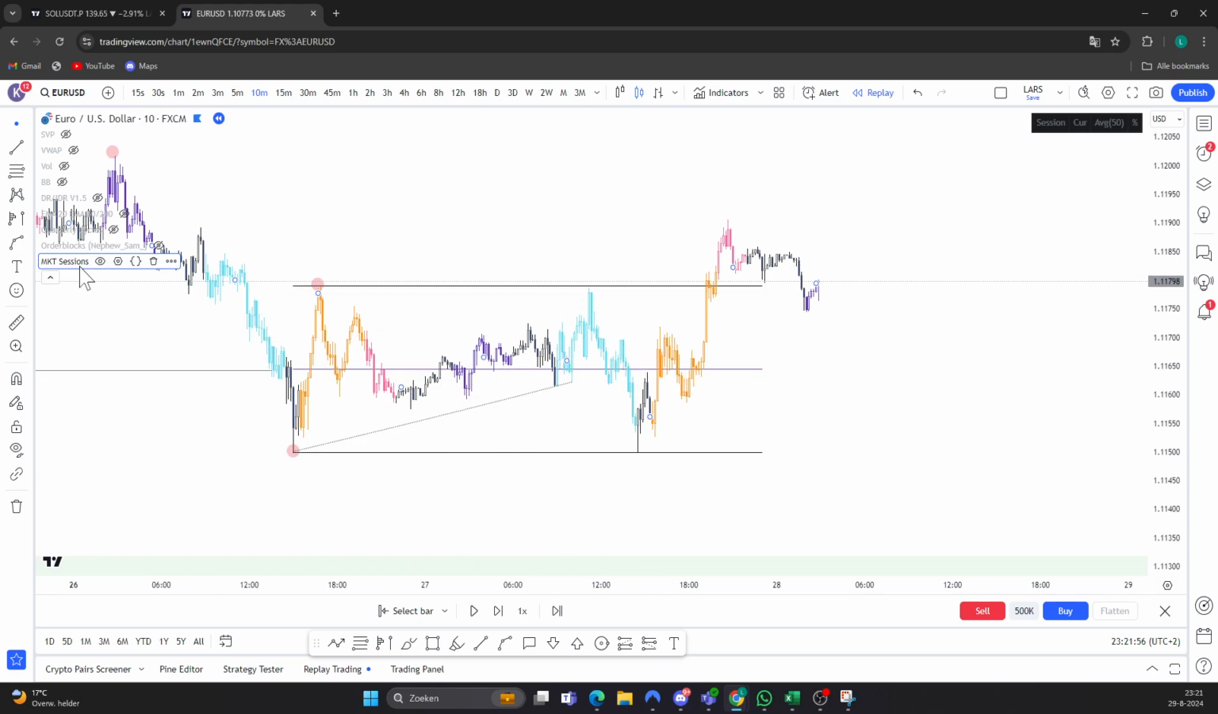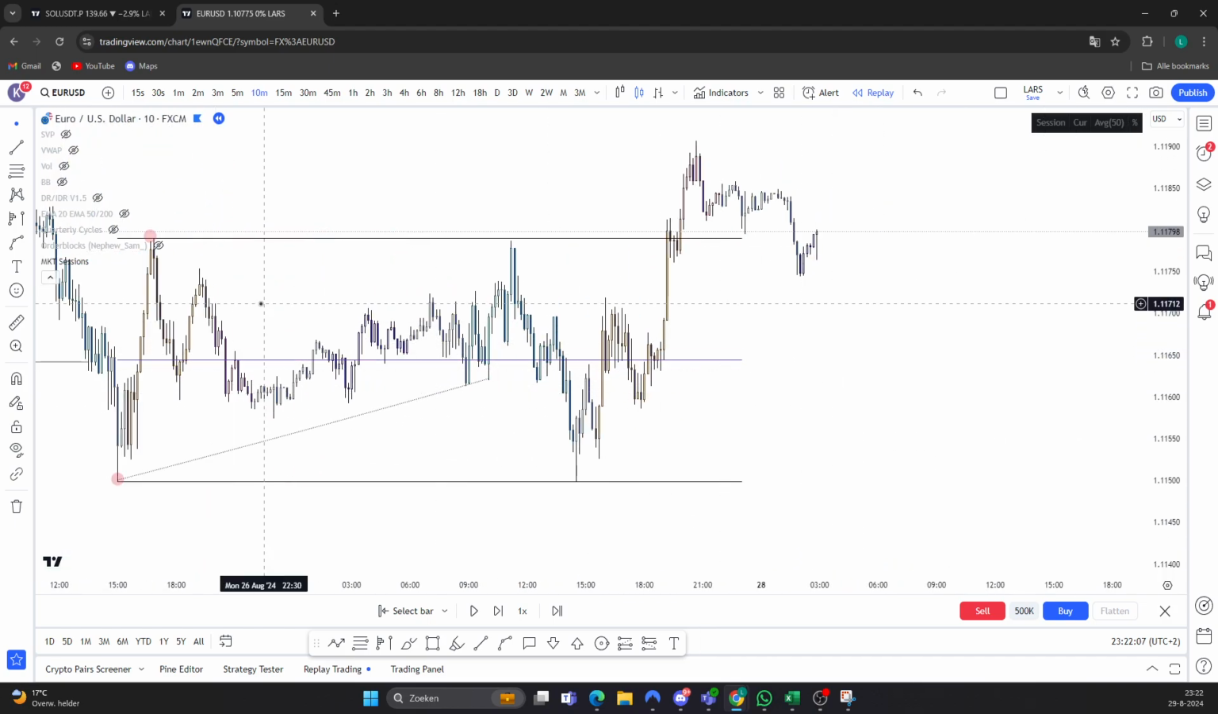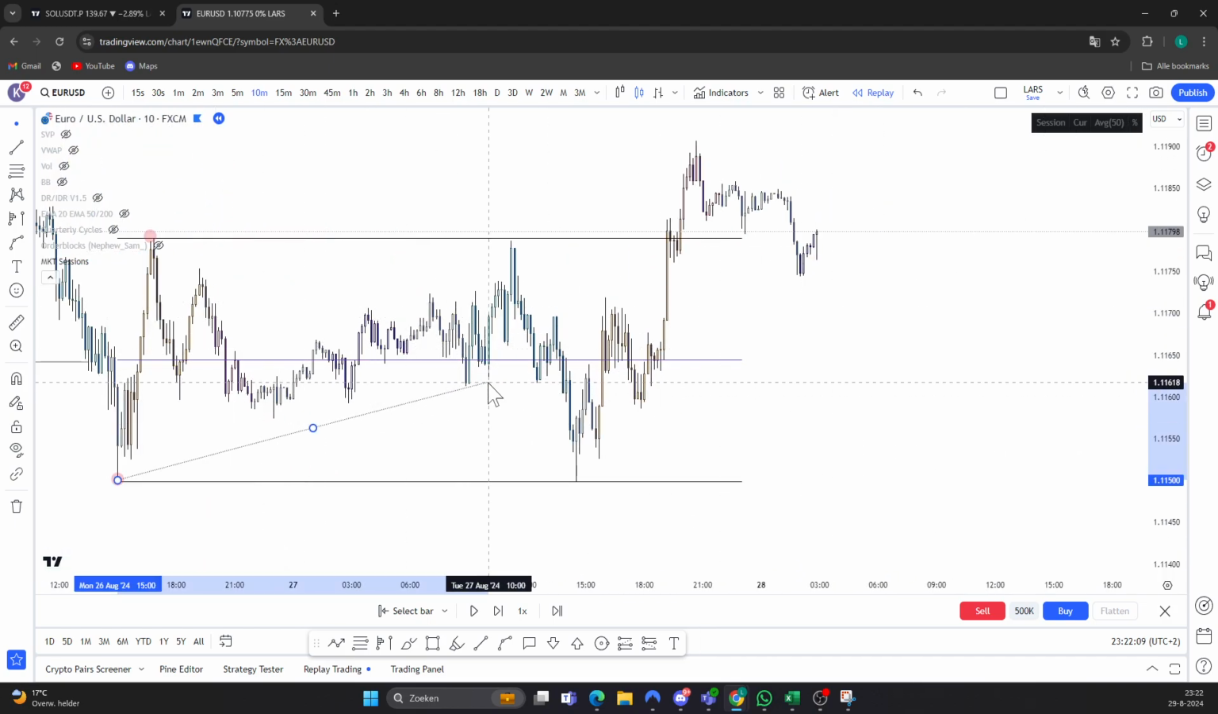I can just click this, and then it will show the color candles of that session, and it will immediately show you where your session lows and your session highs are, which is very nice to know when you're trading Forex, because price loves to draw itself to session liquidity points.